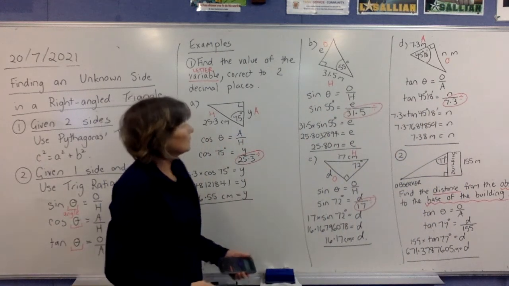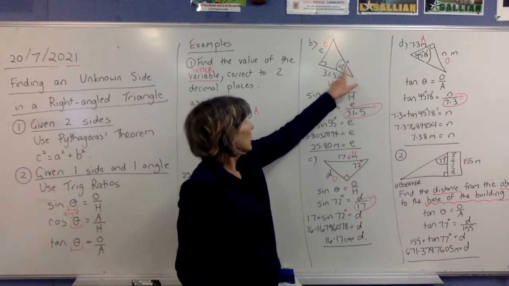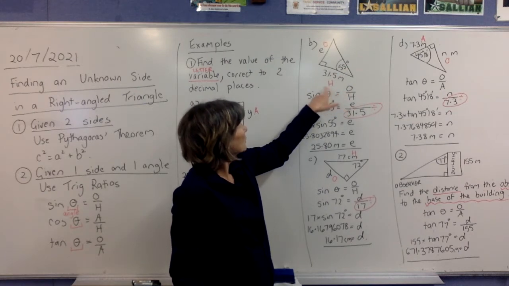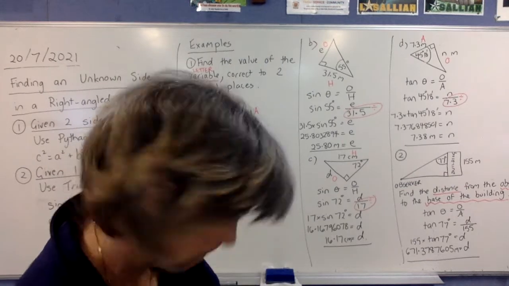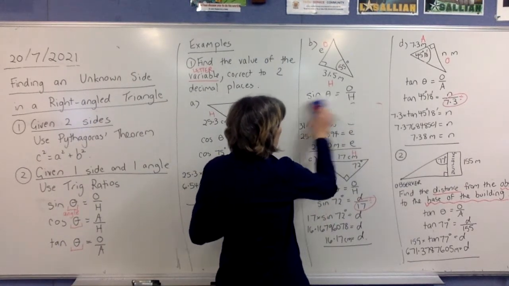The other one over here, looking at B, this one in this triangle, they've given you 31.5. Now that is, sorry, I've written the wrong thing down here, haven't I? So let's change this. All of this will be wrong. Let's start again.